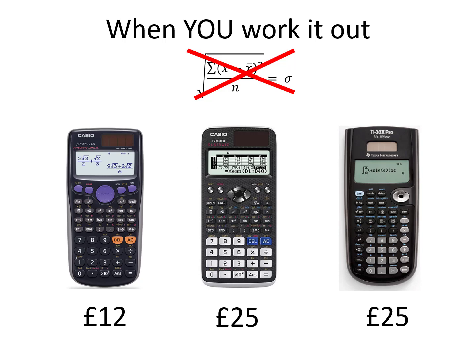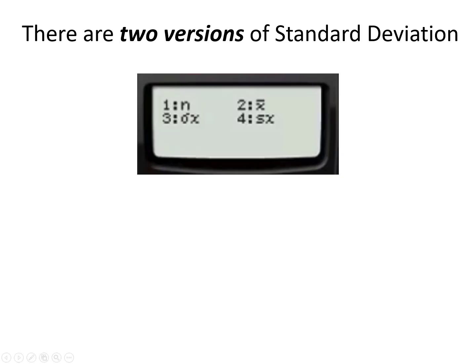But the slight complicating factor is there are actually two versions of standard deviation, and your calculator gives you both of them. For instance, if you use the basic Casio machine and you enter statistics mode, put in your data and go to work out a standard deviation, you'll be given these options. Now, as you can see, there are 4 different values your calculator will give you.